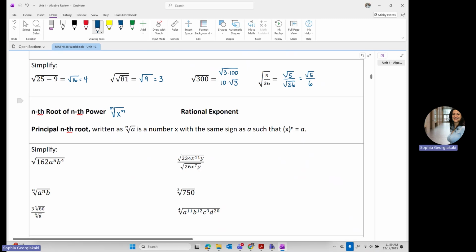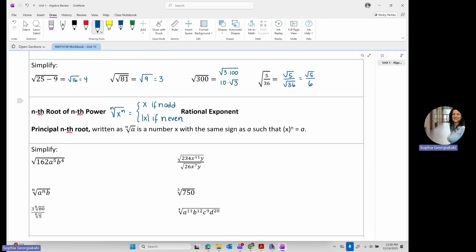The nth root of the nth power has two possible answers. One is if n is an odd power and an odd index, then it is x itself. But if n is even, then it has to be the absolute value of x, because x to the n will be positive, and an even root of a positive number is a positive quantity, but x could be negative when raised to the nth power.